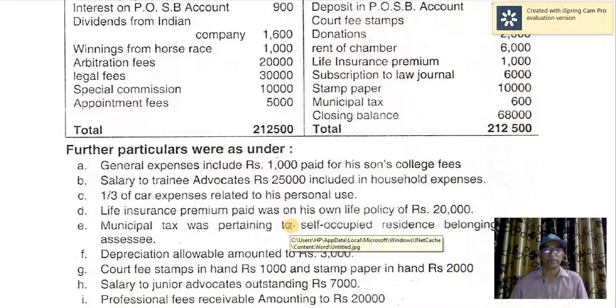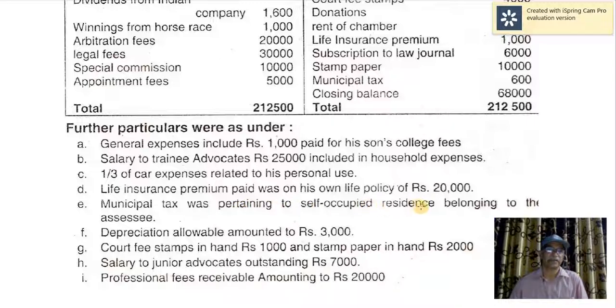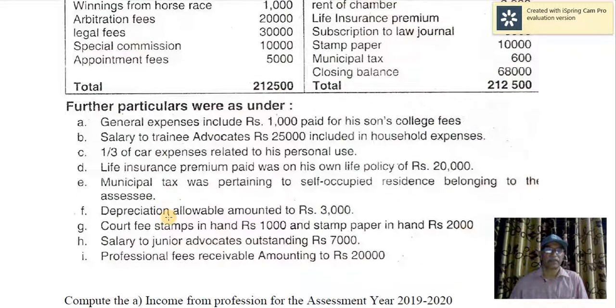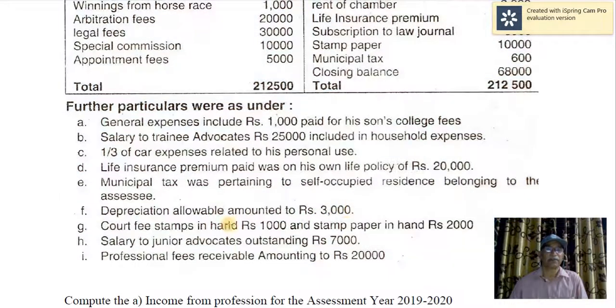Municipal tax was pertaining to self-occupied residence belonging to the SSC. Since it is not for professional purpose, that is not to be taken. That's not allowed as professional expense. Depreciation allowable amounted to 3,000. So only 3,000 should be taken. Okay. Total depreciation here.